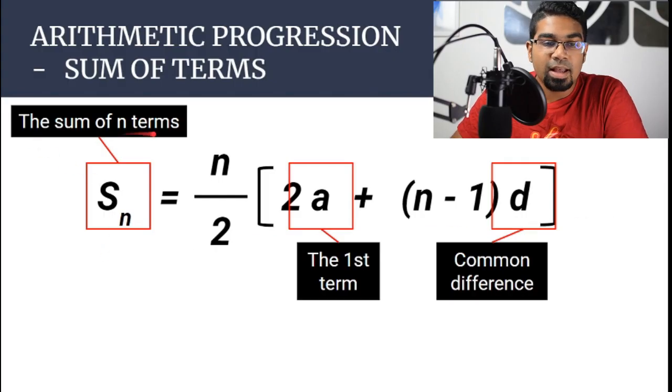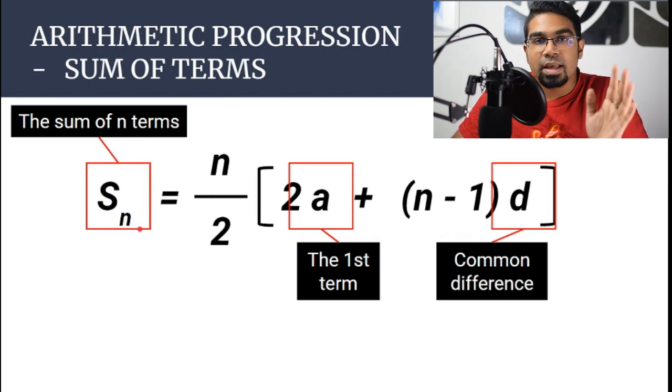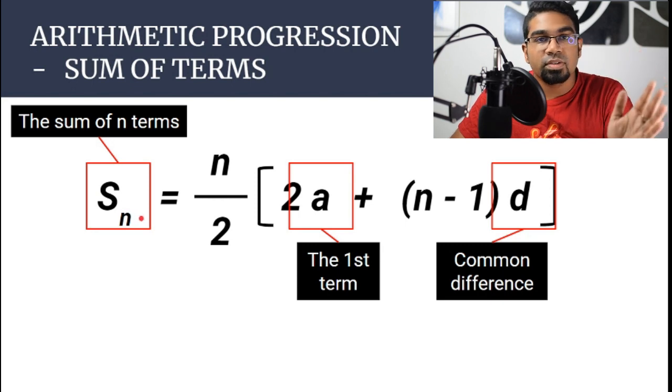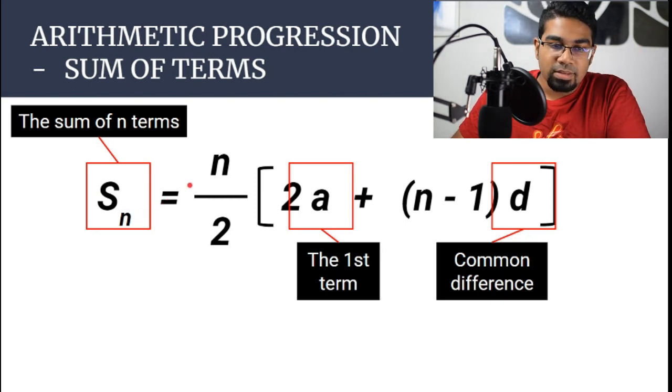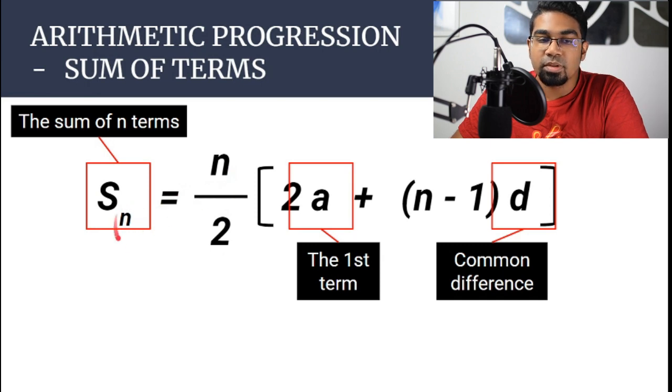Sn represents the sum of n terms. So if we were looking for the sum of the first 8 terms, then this will be S8. Remember, this is counting from the first term. We cannot start from the middle. So Sn is equal to n over 2. Again, if we are looking for the sum of the first 8 terms, n will be 8. This will be 8 as well. Bracket 2a plus n minus 1 d. a and d mean the same things as before. a is the first term and d is the common difference.